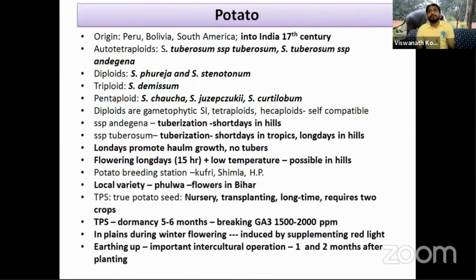So potato, among all the tuber crops, is the temperate one. The remaining tuber crops are tropical types. Potato originated in Peru, Bolivia, and South America, and was introduced to India in the 17th century. The diploid species are Solanum phureja and Solanum stenotomum. Stenotomum is a diploid one, a progenitor. So the diploid Solanum stenotomum was hybridized with some other unknown species, and the F1 had doubling of chromosomes, so that the cultivated Solanum tuberosum, subspecies tuberosum and subspecies andigena, originated.